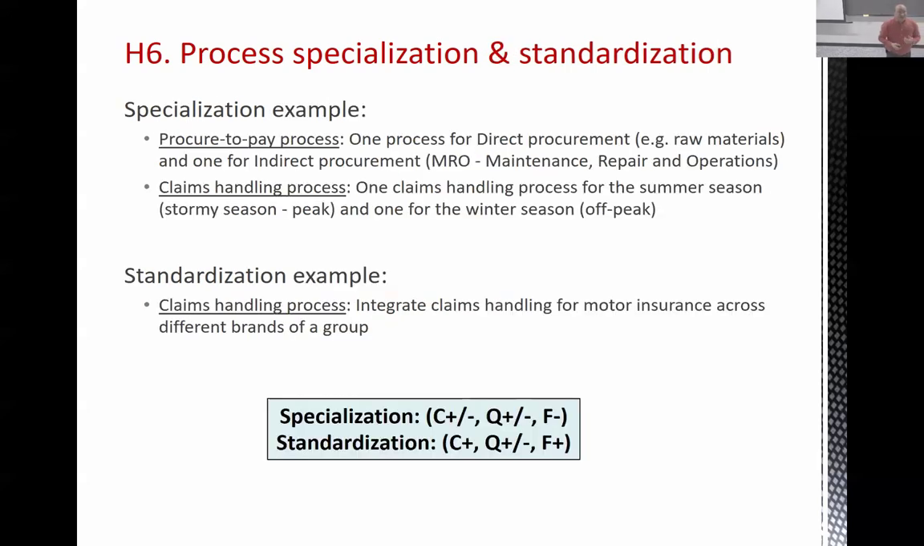So what is the trade-off between these two? For that, let me give you an example. As I said, I was consulting for some insurance company. Insurance companies always have this trade-off: do we have one process for handling motor vehicle claims and another process for home claims or for commercial liability claims, or should we have a single process?